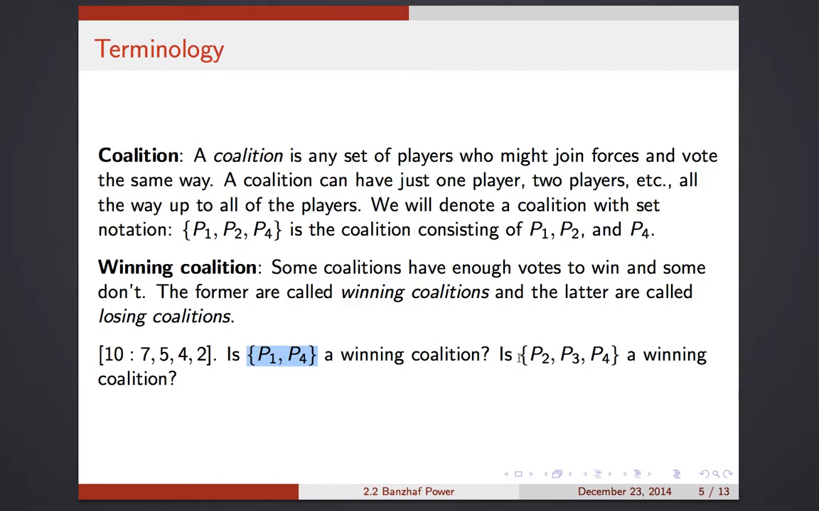On the other hand, this coalition is winning. Okay, if you add up the weights of these 3 players, you do 5 plus 4 plus 2, you get 11. 11 votes is enough to pass a motion because 11 is bigger than 10. So that's the idea of a winning coalition.